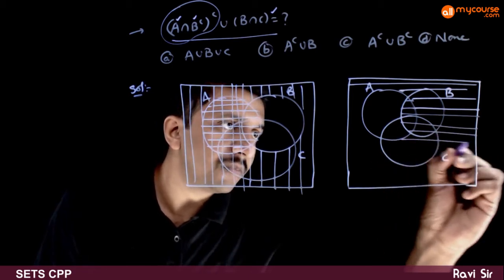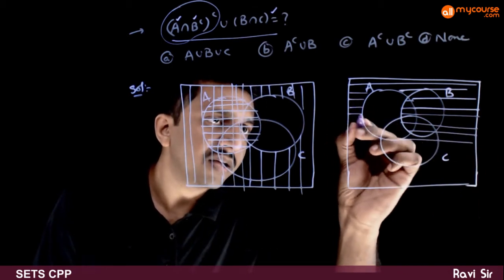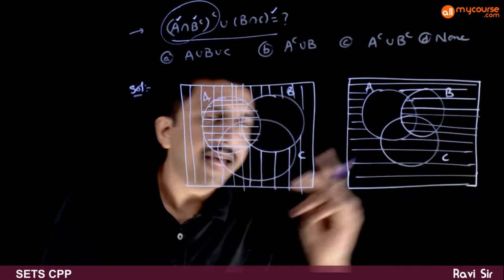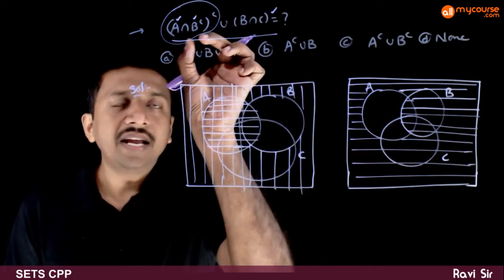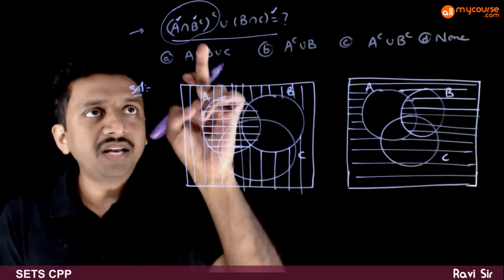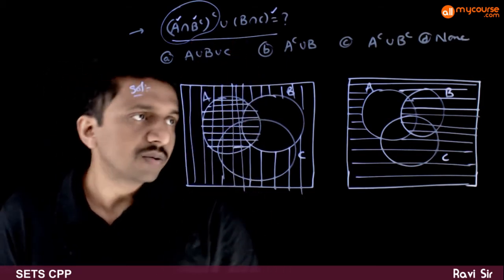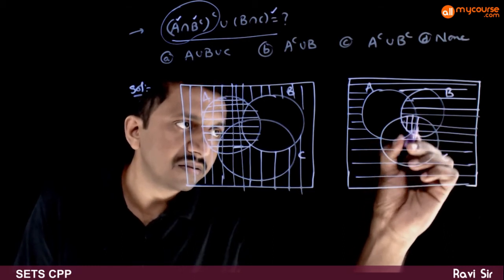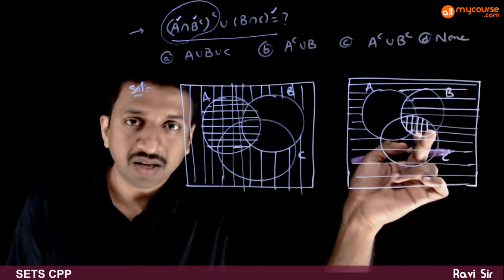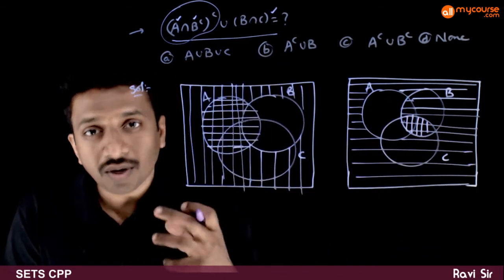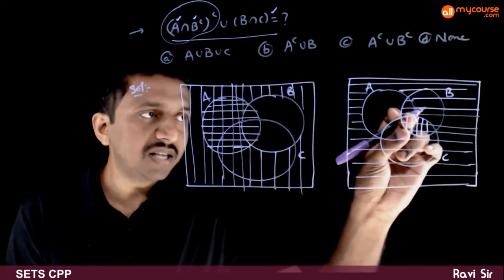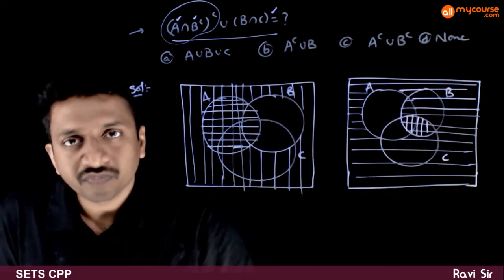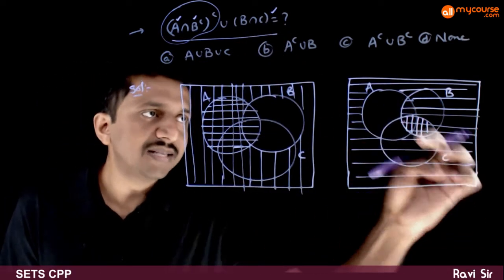I hope you are understanding what I am drawing. So the whole region except this checked region is (A intersection B complement) whole complement. Now I need to union this with B intersection C. So what is B intersection C? B intersection C is nothing but this region. So this region is already included in the original region, so you don't get any extra region. So this union this is the complete shaded region.